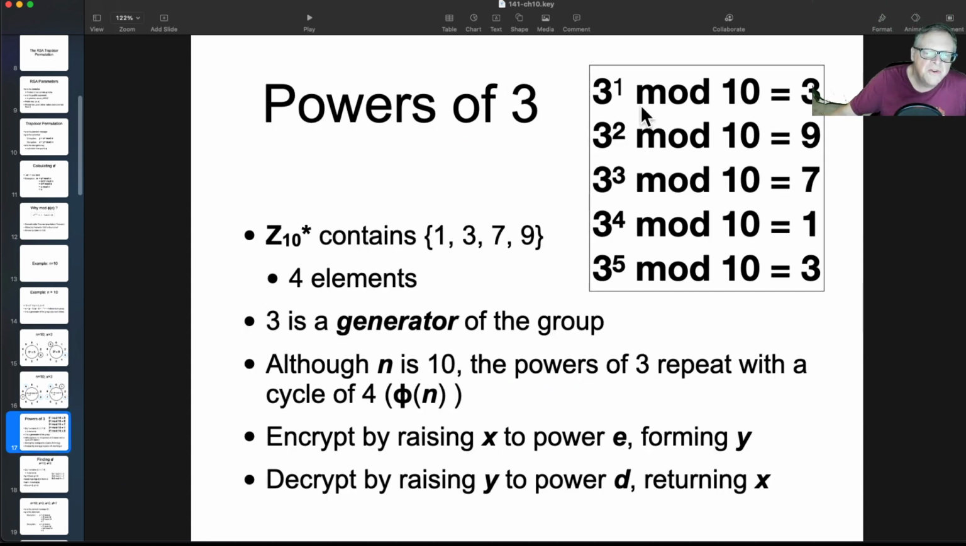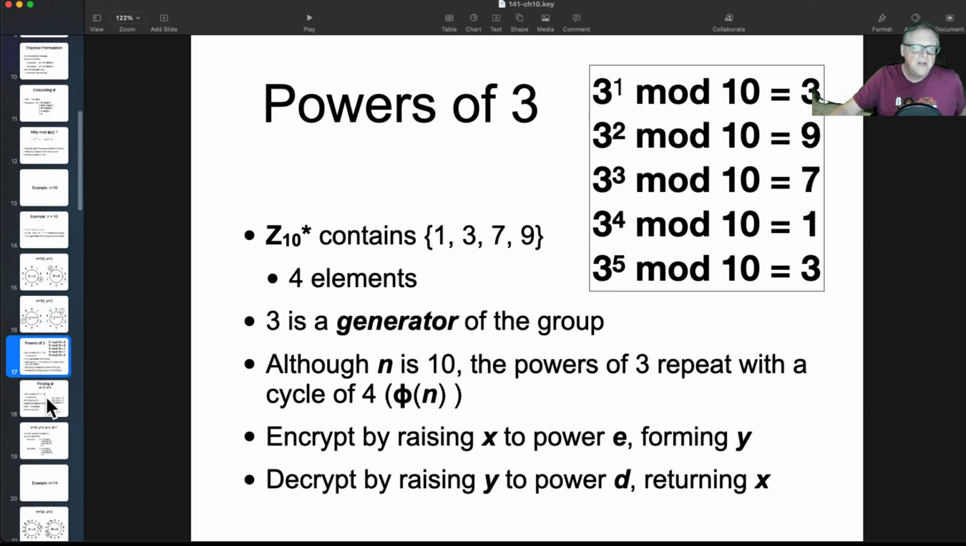All right, so if you take powers of 3, 3 to the 1, 2, 3, 4, gives you 3, 9, 7, 1, and back to 3. 3 is a generator of the group. And this repeats with a cycle of 4, which is phi, not 10, which is n. So you encrypt by raising x to the power of e, forming y. X is the plaintext, y is the ciphertext. You decrypt by raising that to the power d, which gets you back to the plaintext value.